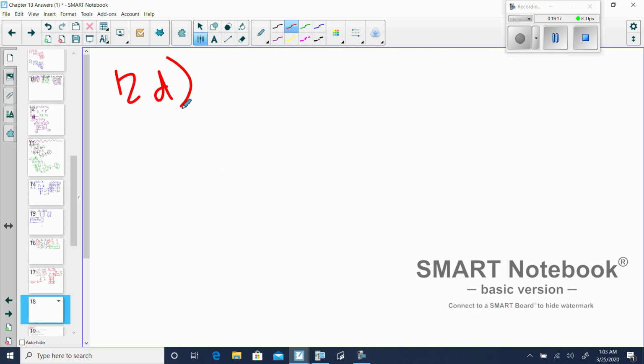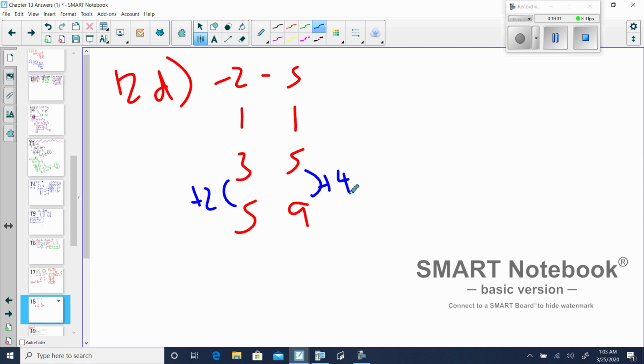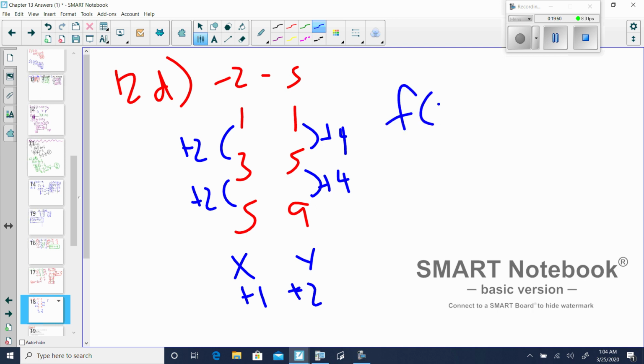What about 12B? Oof. -2, -5. 1, 1, 3, 5, 5, 9. So 3 to 5 is a plus 2. Going up plus 4. 1 to 3 is a plus 2. Plus 4. Kind of looks like as x increases by 1, y is increasing by 2 again. Right there. Which is interesting because if y is increasing by 2, it seems reasonable to conclude that we're going to have a slope of 2. So I wonder what our value b is. 0.